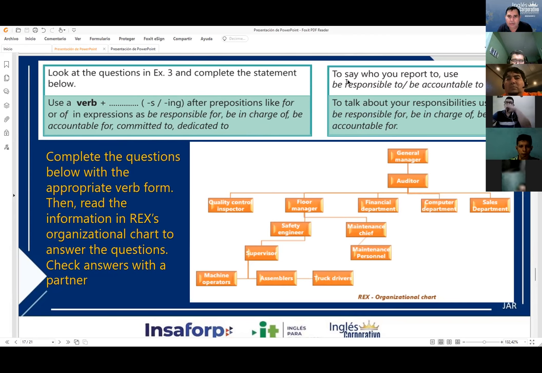Okay. How to say you report to, use be responsible to. ¿A quién le reporta usted? Be responsible to. Be accountable to. To talk about your responsibilities, use be responsible for. ¿A quién le reporta? Responsible to. ¿De qué equipo y de qué actividades es responsable? Responsible for. ¿Verdad? Ok. Be in charge of, be accountable for.